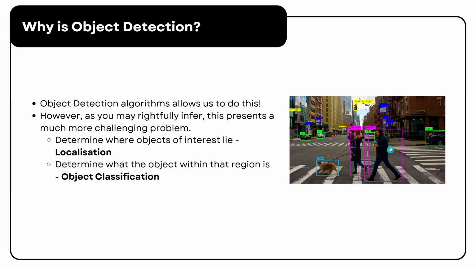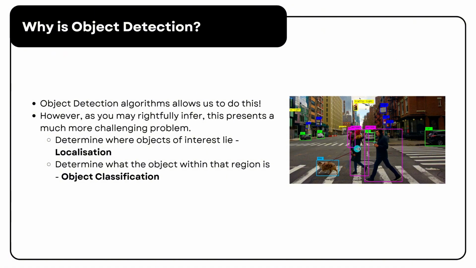The first is localization. This means figuring out where in the image an object is located. It's not enough to say there's a dog in the picture. We need to know exactly where the dog is. That is what the bounding boxes do. And object classification: once we have found a region of interest, we still have to determine what the object actually is. Is it a dog? Is it a car? Or a person? Combining both tasks makes object detection much more complex than simple image classification. So we are essentially doing two jobs at once. First, finding the objects and then labeling them correctly.